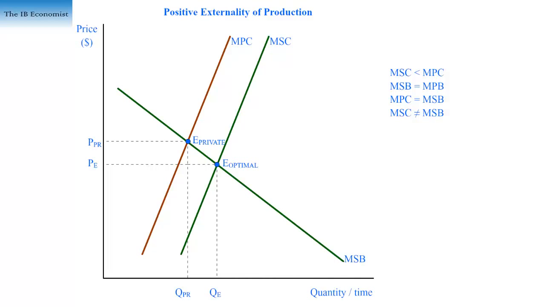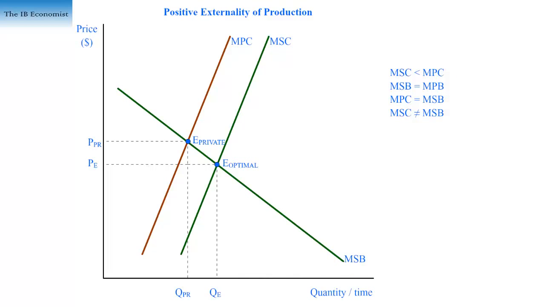Notice that at the moment the marginal private cost is not equal to the marginal social cost. As a matter of fact, for every unit of output, the marginal private cost is greater than the marginal social cost. At the same time, we only have one marginal social benefit, which illustrates the fact that the marginal social benefit is equal to the marginal private benefit.